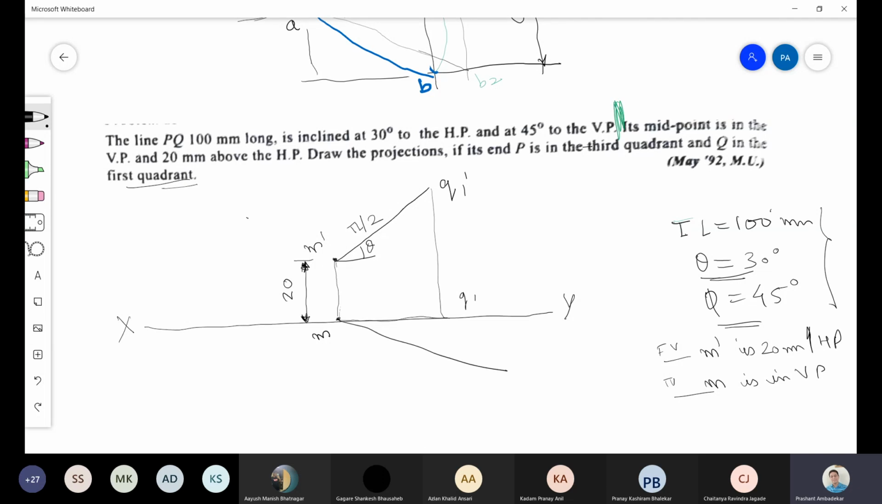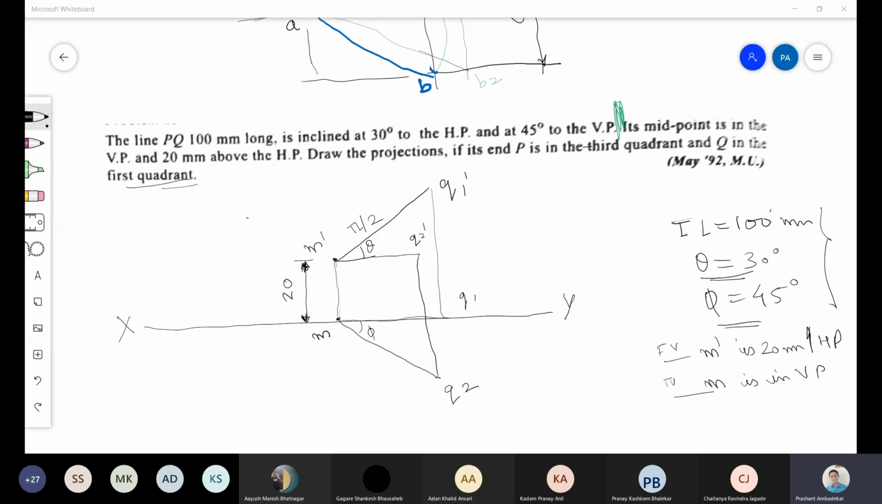This angle is, how much is it? 45 degree. Okay, 45 degree. So like this, maybe. This angle will be phi. Here we'll get the point Q, and then we can project it here like this. So this can be called as Q2, and this will be called as Q2 dash.